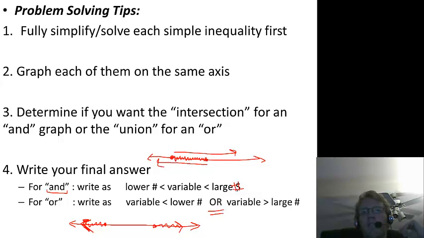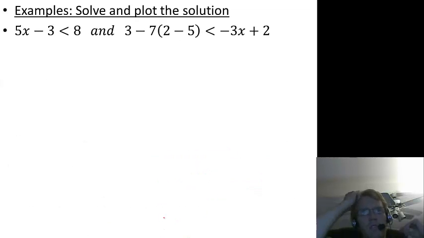And so here your graph is restricted, here your graph is expanded. Let's do a couple of examples. Solve and plot the solution. 5x minus 3 is less than 8, and 3 minus 7 times (2 minus 5) is less than negative 3x plus 2. So the first thing we need to do is actually just solve each of these separately, so you get a lot more practice solving your inequalities.